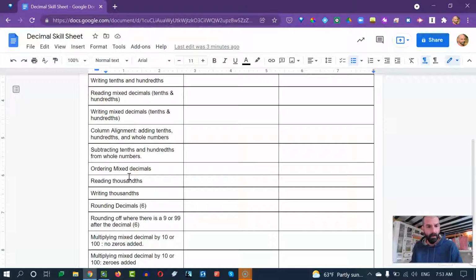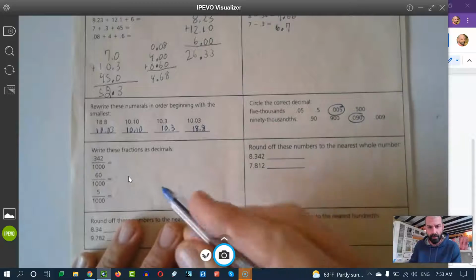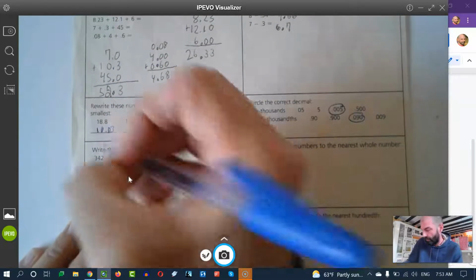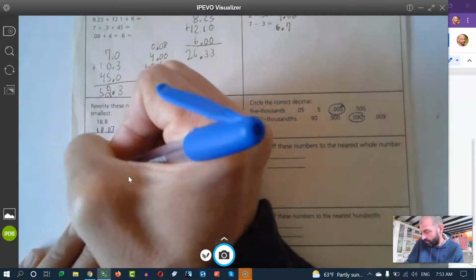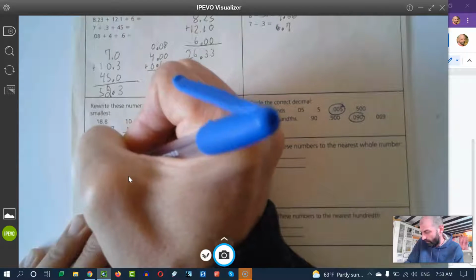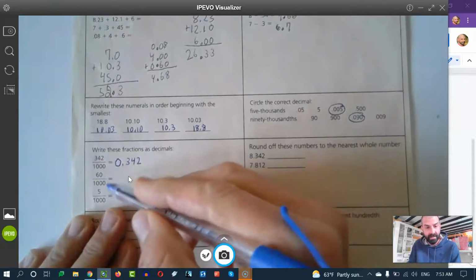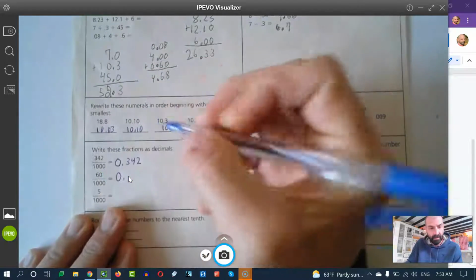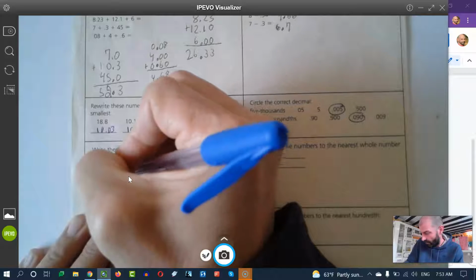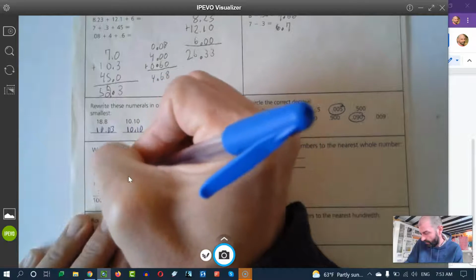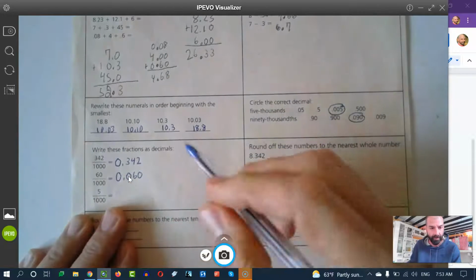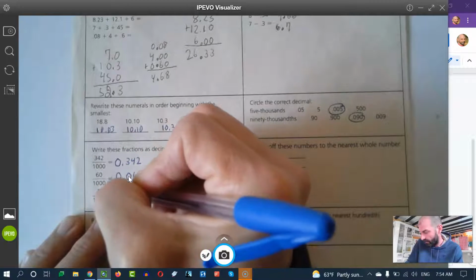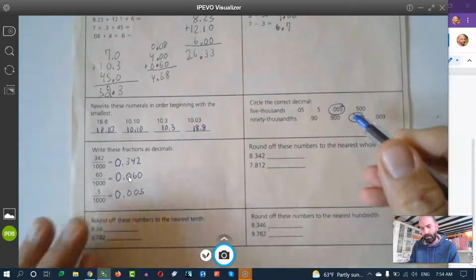Next up is writing thousandths. So this is 342 thousandths, 342 over 1,000, or 342 divided by 1,000 is 0 and 342. We have 60 thousandths, so that's 0 and... When it's 60, that 6 is going to be in our hundredths. So we have 0 in the tenths, 6 in the hundredths, and 0 in our thousandths. So 60 thousandths. And now we have 5 thousandths. So that's 0, and there's no tenths, there's no hundredths, and there is a 5 in that thousandths.